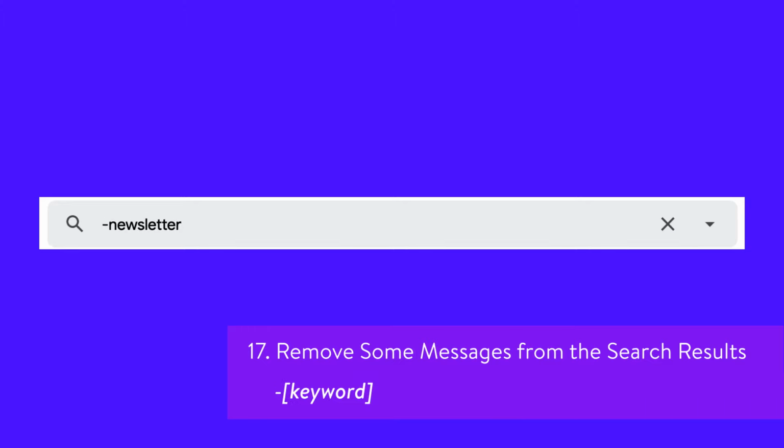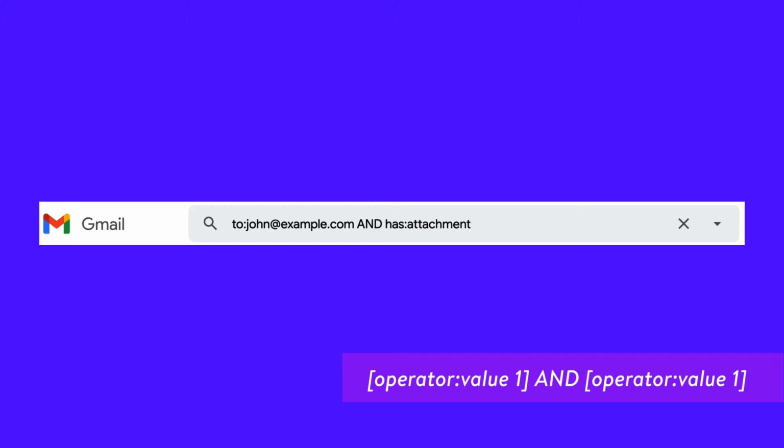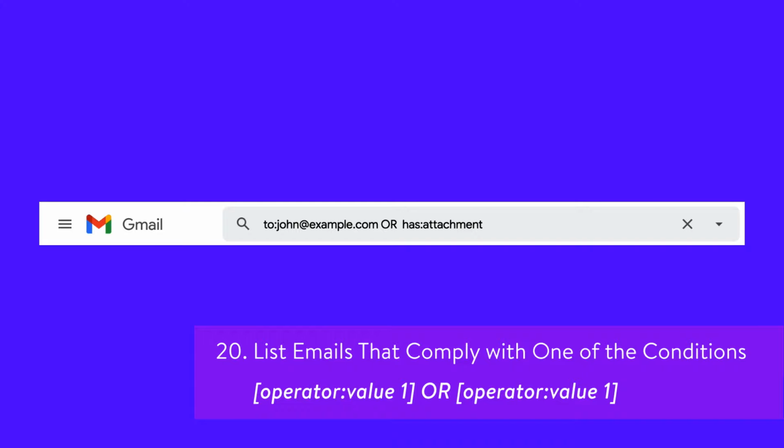You can combine multiple conditions and create more specific and accurate searches. The AND Gmail operator ensures that both of the operator value pairs apply to your search. Using two conditions separated with space and without the AND operator gives the same result. Putting OR between two operator value pairs will return a list of emails that meet either of the two conditions.